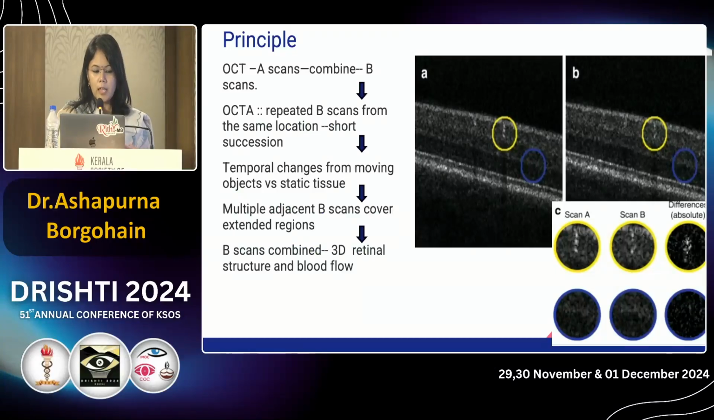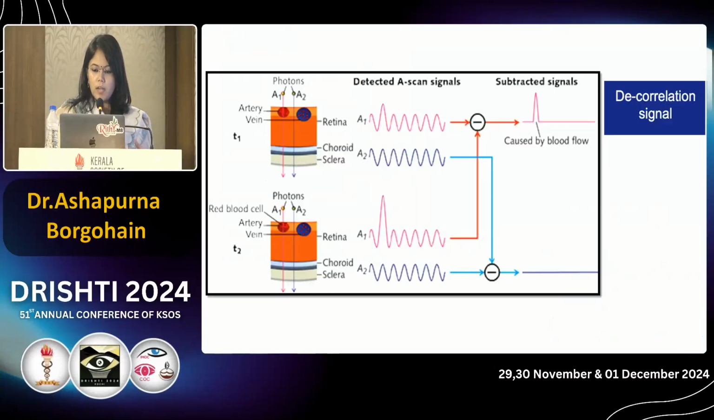So coming to the principle, like OCT, it acquires multiple A scans which combine to form B scans. And when these B scans are repeated at the same location in short succession, temporal changes from moving objects can be picked up. Multiple adjacent B scans over extended regions can be used to form a 3D retinal structure, and we can visualize blood flow. This brings us to an important concept called the decorrelation signal. This is basically the subtracted signal caused by blood flow, and it is due to the difference of signals from the moving particles as compared to the static tissue.